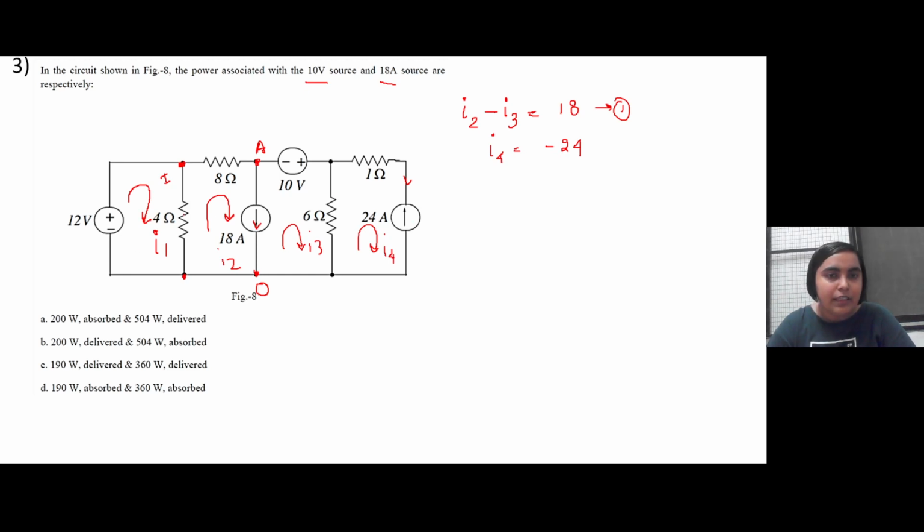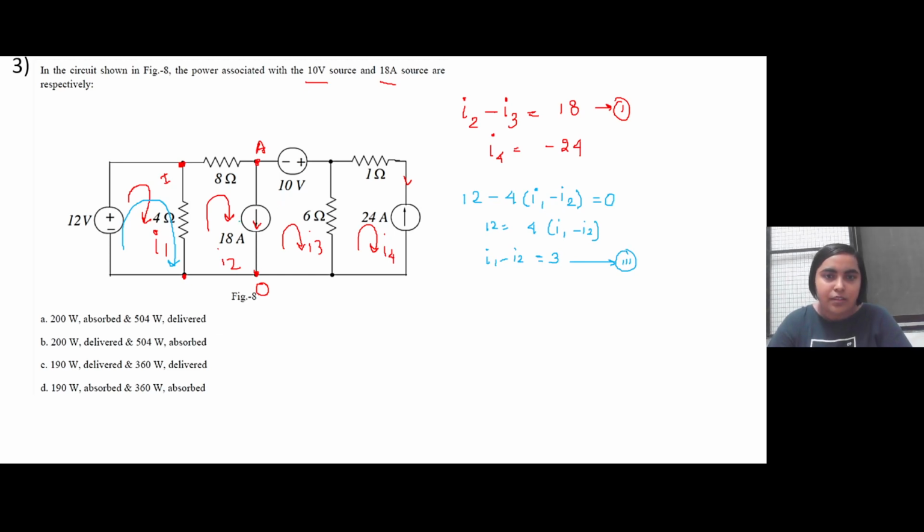Now let us apply first in the small loop. I'll use a different color. Now let's write the equation of this particular loop. So it will be 12 minus 4 into I1 minus I2 equal to 0, right? In this particular loop. So it will be 12 equal to 4 into I1 minus I2. So I1 minus I2 is equal to 3. This is your third equation.